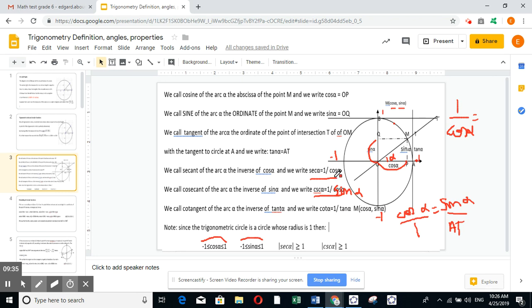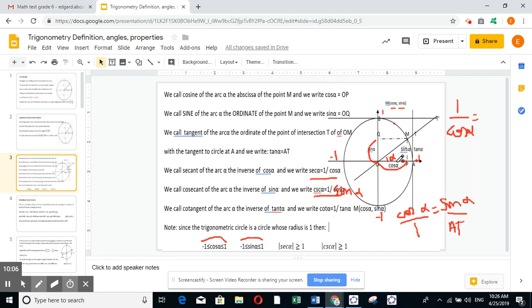So what can you deduce? If you cross multiply, cosine alpha times secant alpha is 1, sine alpha times cosecant alpha is 1, tangent alpha times cotangent alpha is 1. And cosine alpha is always between -1 and 1, sine alpha between -1 and 1, while secant and cosecant, being inverses, are always bigger than or equal to 1 in absolute value.